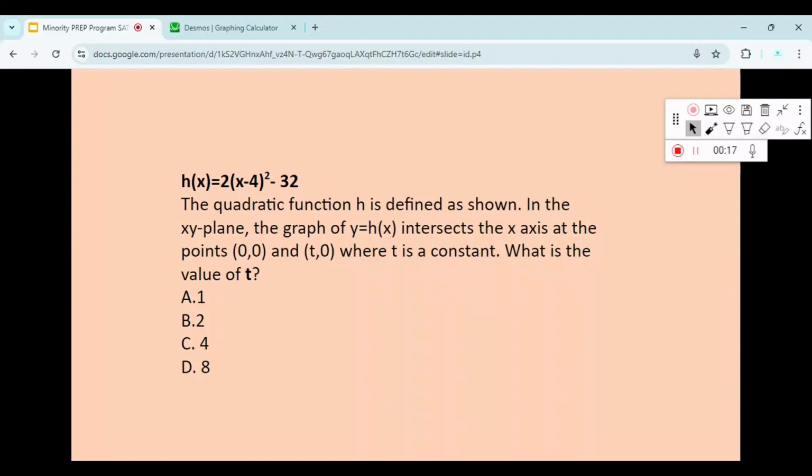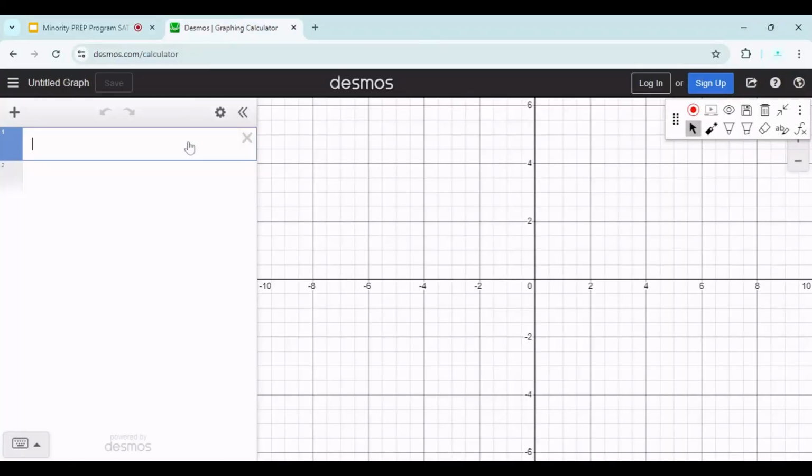The first thing I would consider when looking at this problem is that they already gave you a known function. And this is important because the only thing they're basically asking us is to find the x-intercepts. Since we have a known function, this means we can easily put it in a graphing calculator and find the answer. So I would put h of x exactly how you see it. So it's 2x.